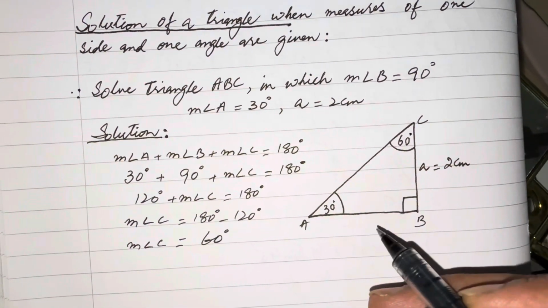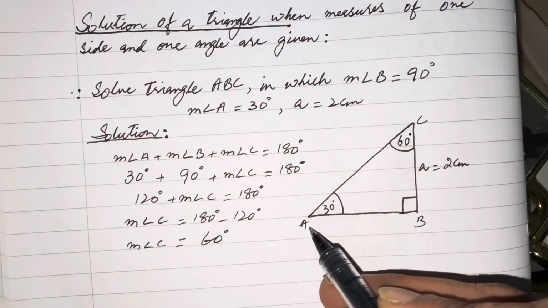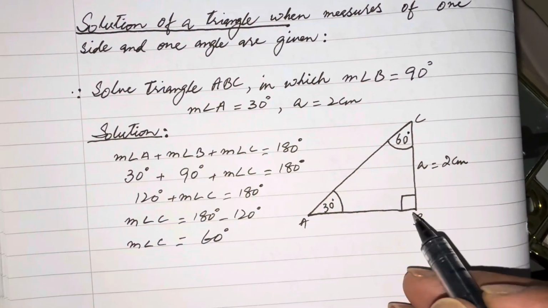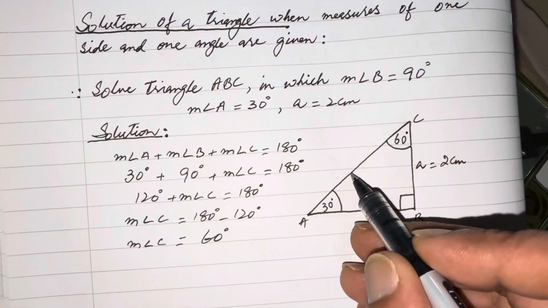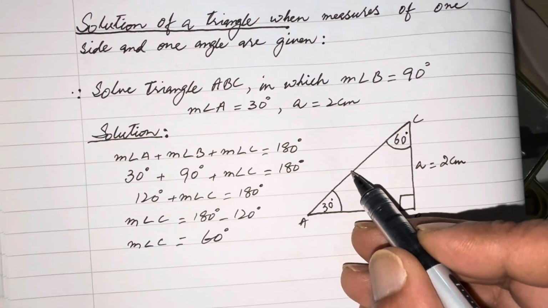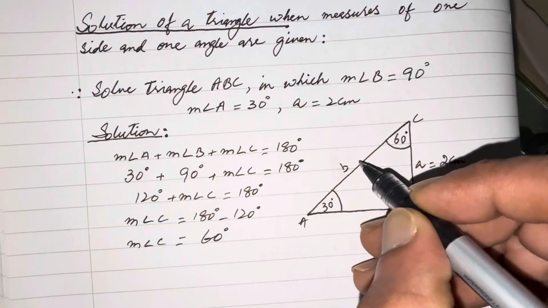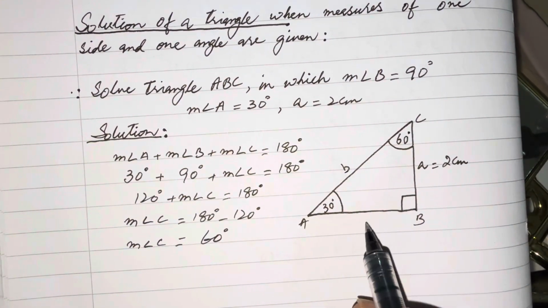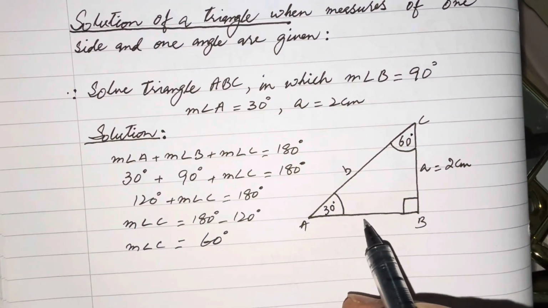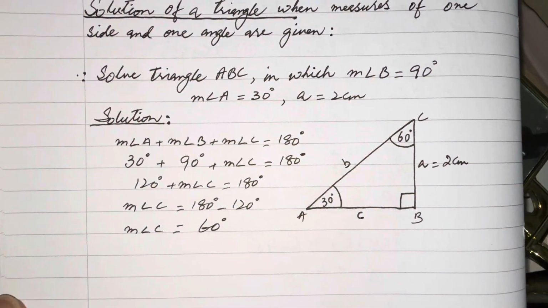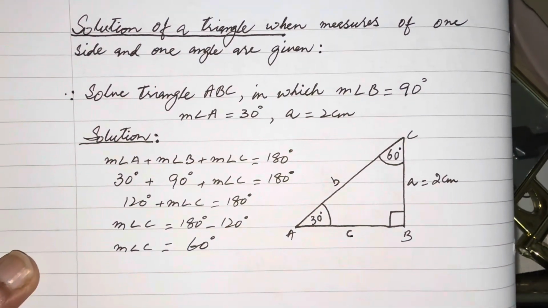So we can say that if this side is a, opposite to angle A, then this side is equal to b, opposite angle B. So the hypotenuse is represented as b and the base is represented as small c. These are the names given accordingly.